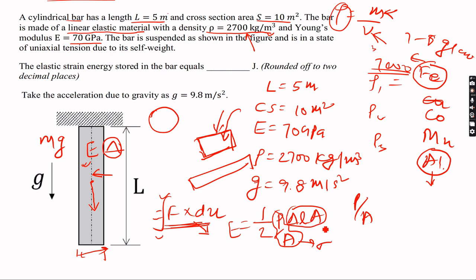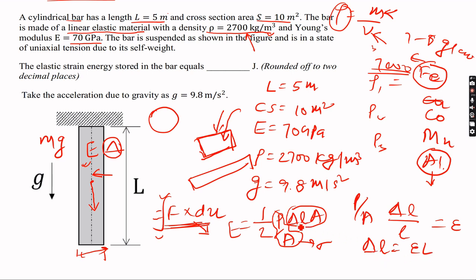This one is nothing but your volume. So how to convert in terms of stress and strain? Strain, as you know, is delta L by L. So it is a strain. So delta L you can convert: delta L equals strain into L.